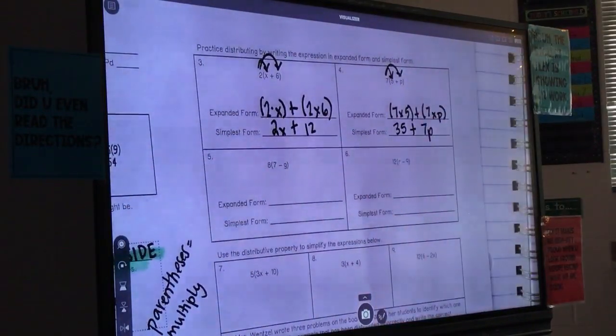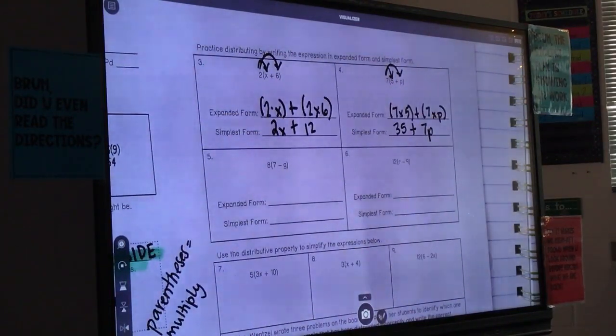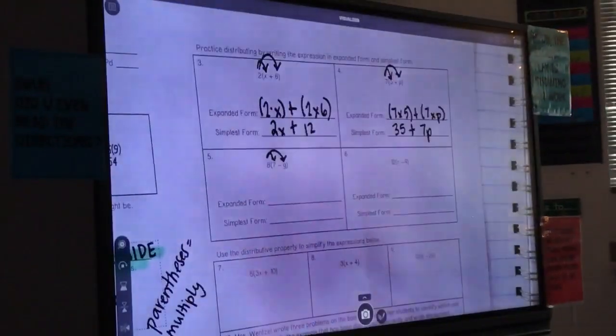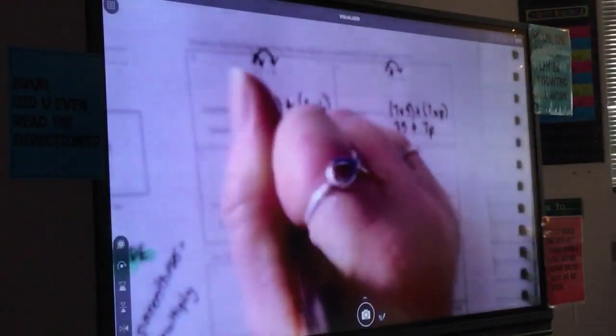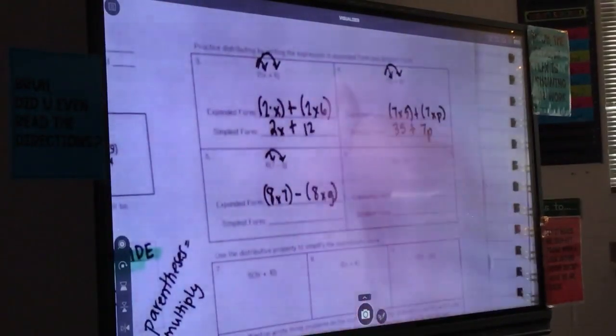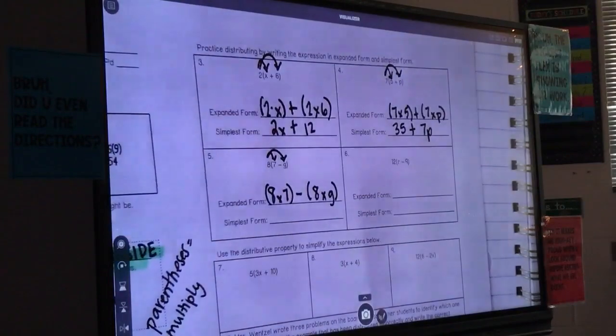All right, the next one, number 5. What changes with number 5? The operation, now it's subtraction. All right, but does that affect what we do? No, it does not affect the process. The process is still the same. So I'm still going to distribute my 8 into both of those. So I'm going to do 8 times 7 minus 8 times g. All right, again, write your simplified answer and then stand up for me this time.